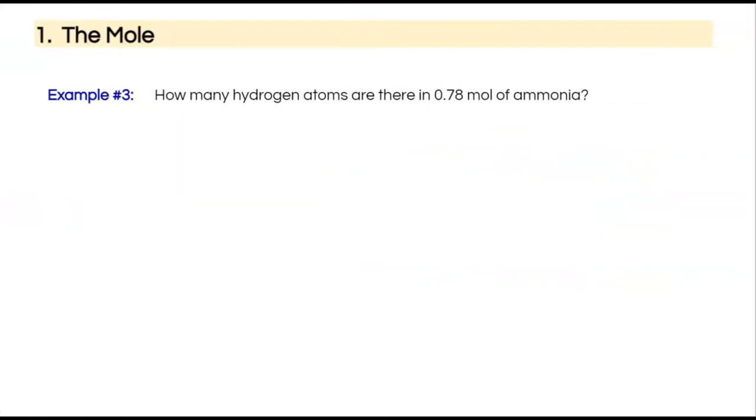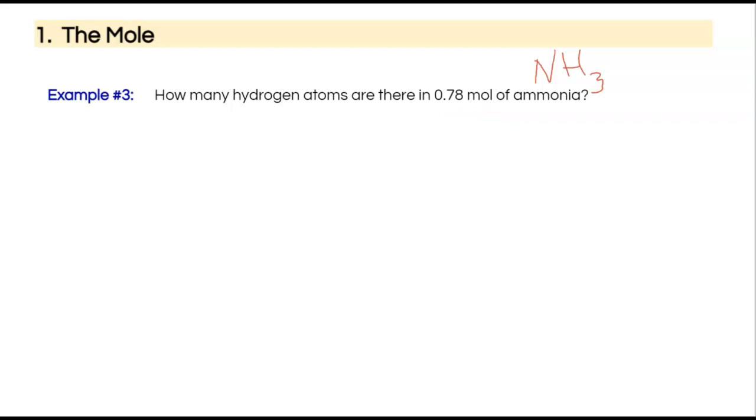All right, so now I want to up the ante a little bit. I want to make this a little bit more involved of a question. So here we're saying, how many hydrogen atoms are there in 0.78 moles of ammonia? Okay, so I'm going to just remind you what the formula for ammonia is. Ammonia has the formula NH3, and that comes up quite often, so it's probably a good one for you to know. And so notice that the question is not asking me how many molecules of ammonia, it's asking me how many hydrogen atoms would be in that many moles of ammonia.